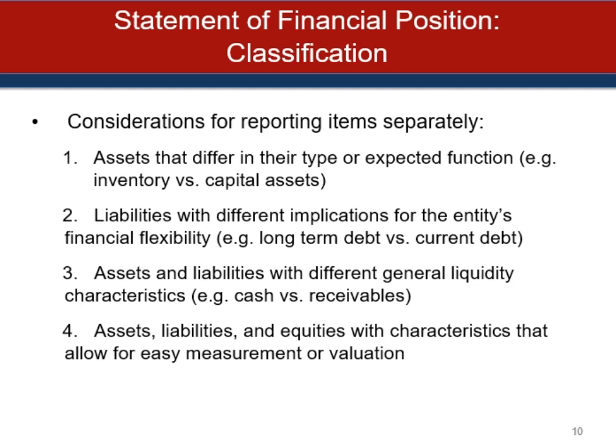In general, financial instruments shouldn't be offset against each other, so the assets shouldn't be offset against liabilities, even though the party on the other side of the transaction may be the same party. You need to disclose the financial instruments separately. And we'll talk about that in more detail later as well.